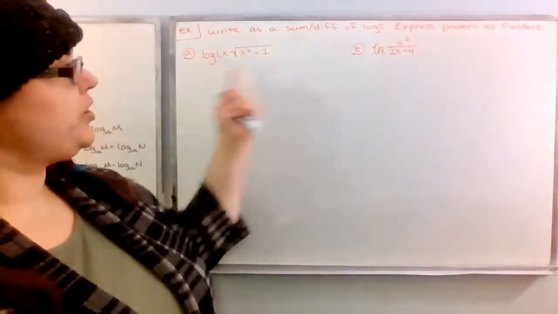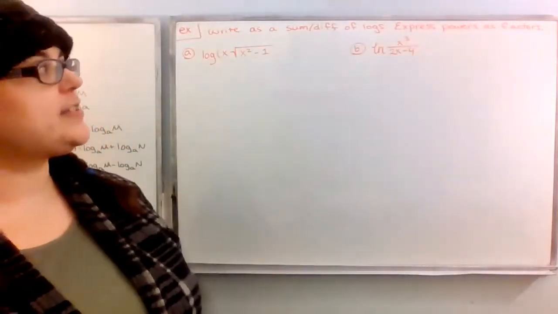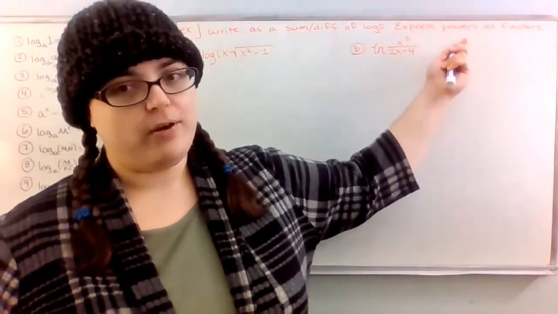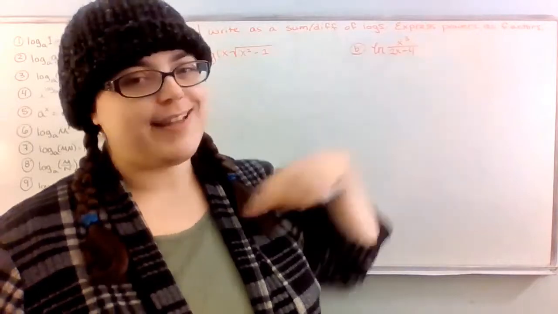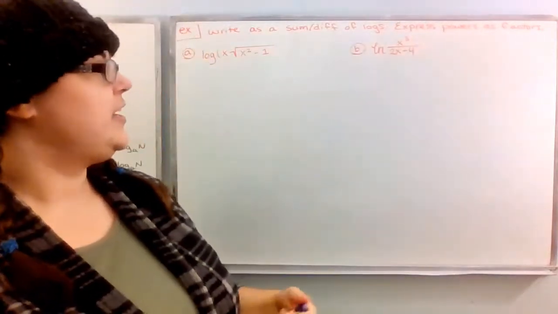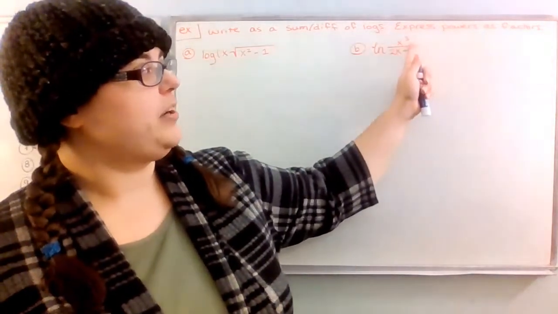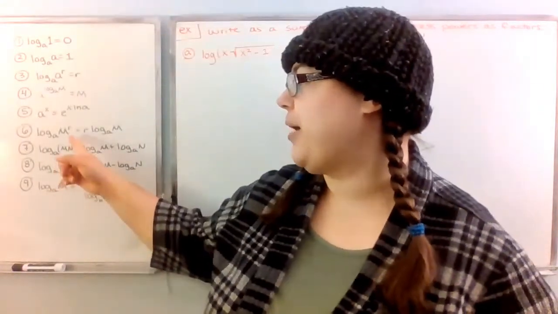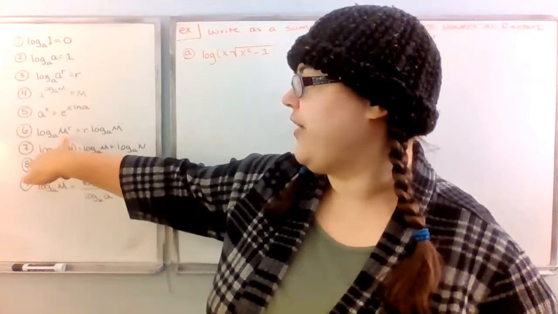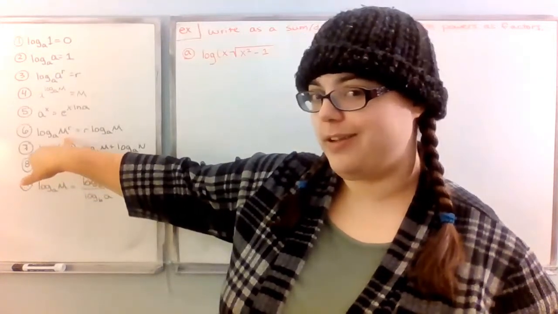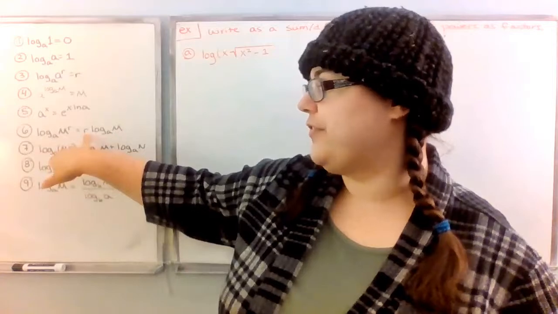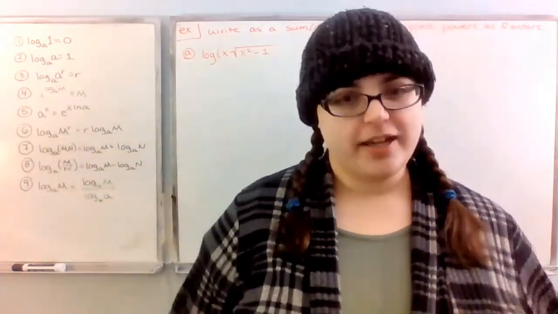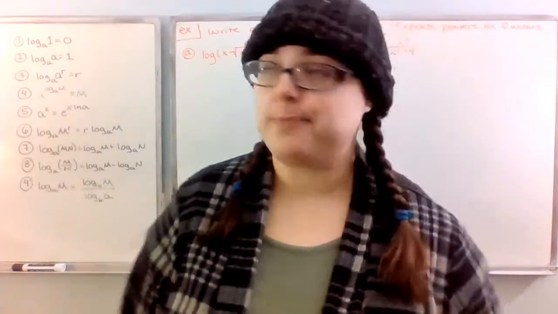So for this example, we're going to do two problems. We're going to write as a sum or difference of logarithms. And we've also been told to express all powers as factors. What this last part means is, for instance, see this x cubed up here? What we're going to want to do at some point is apply property 6 so that instead of having that x cubed on the inside, that power inside, it's written as a factor on the outside. So that's what that last part means. So let's look at problem A first.